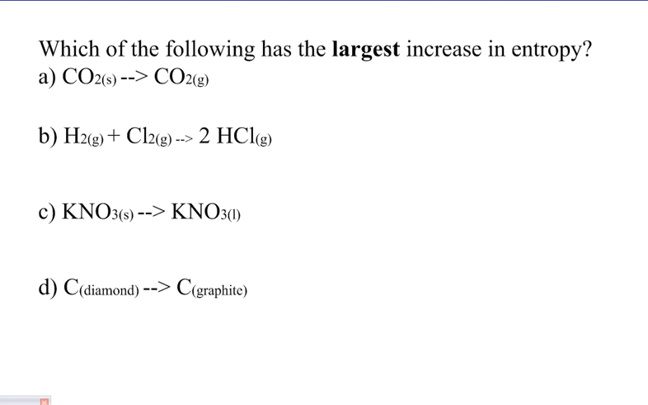Here's a question that AP multiple choice loves to ask: which of the following would have the greatest increase in entropy, the greatest increase in chaos? So we have to rank these. Which one would be the most, which one would be the least? So let's look up here.